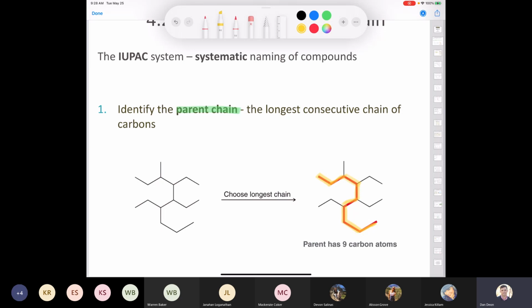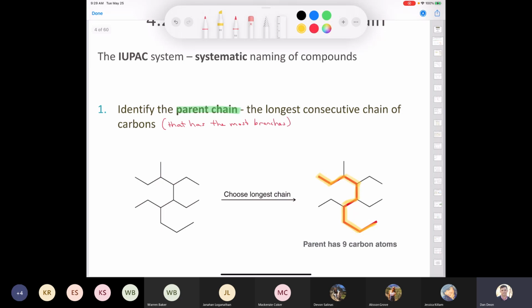Let me tell you one more thing about the longest chain. Let's say this molecule has 9 carbons. Let's say you had a molecule that had two 9-carbon chains and they were a little bit different. In that case, how would you differentiate between the two? You want to find the longest consecutive chain of carbons that has the most branches. The most branches.